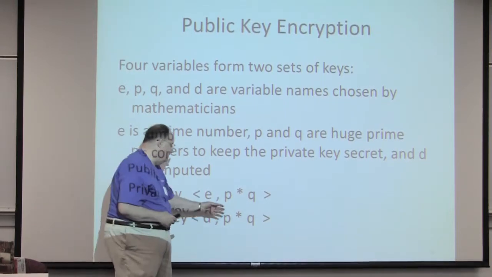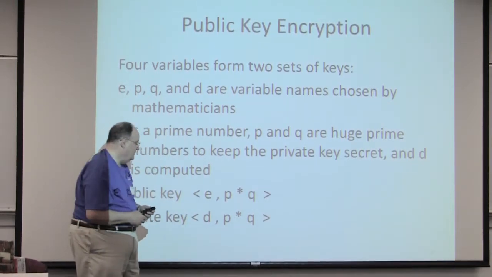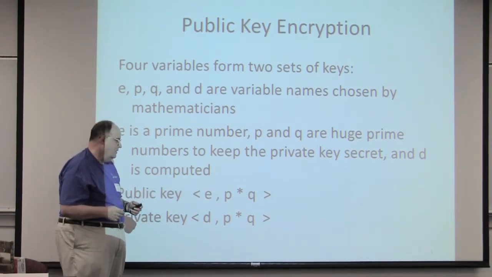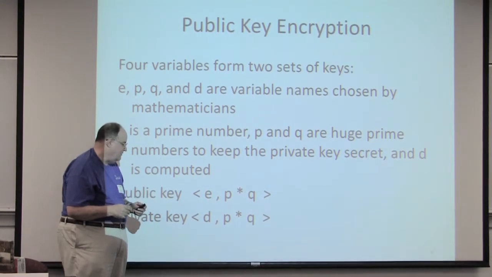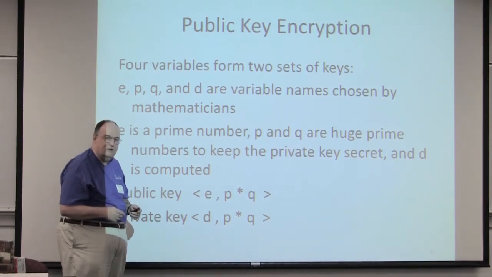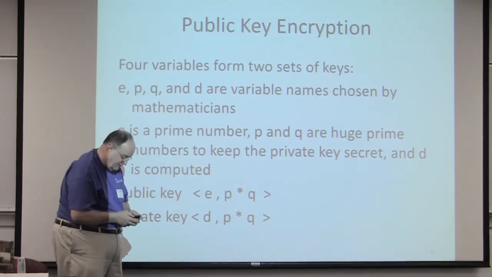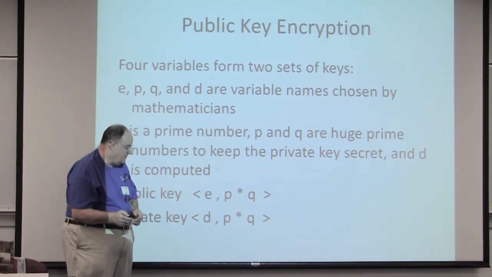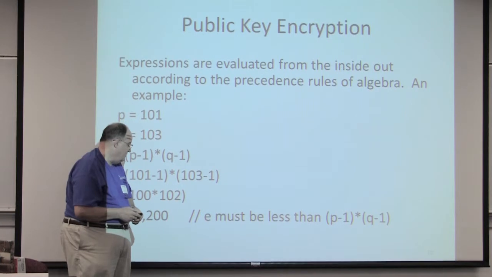P times Q is key because, not in our example that I'm going to show you, but in the real world, these are huge prime numbers. And when you multiply these 2 huge prime numbers, you get a number that's not easily factored, and that's why it's so secure. It would take centuries to find the factors.